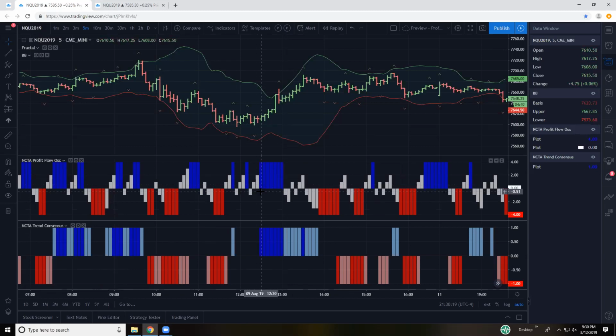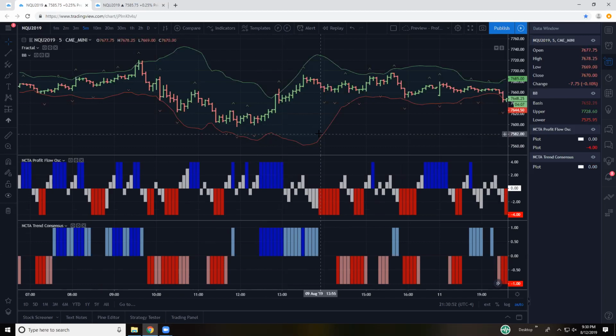Here's a great example of a signal to go long. It's not a qualified trade on the trend consensus. That comes the next bar, but it is a qualified trade on the profit flow oscillator. And in this case, you would be in the trade at 76.10 and a half. Actually ends up going all the way up to 76.92. So you've got about an 82-point move to the upside. That's a really sweet trade right there. All one trade off of a 5-minute signal.